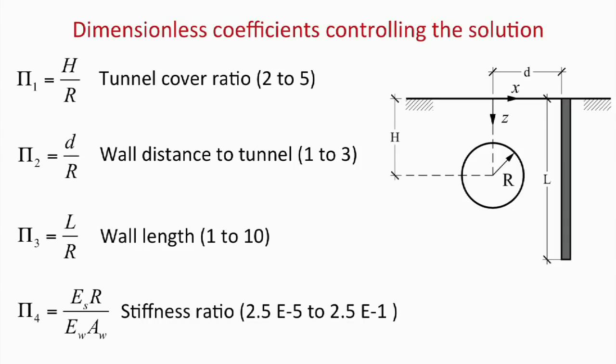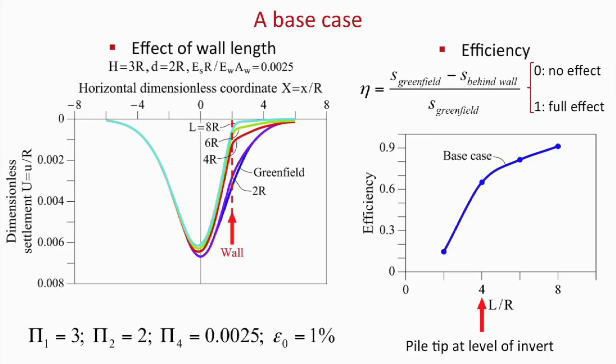And then let me show you some results with this particular analysis. Now, here you have what I call here a base case. So this is just a little bit randomly, not exactly, but we selected a given geometry and a given stiffness ratio. And what I represent here is the effect, which is very important, the effect of the length of the protecting wall.